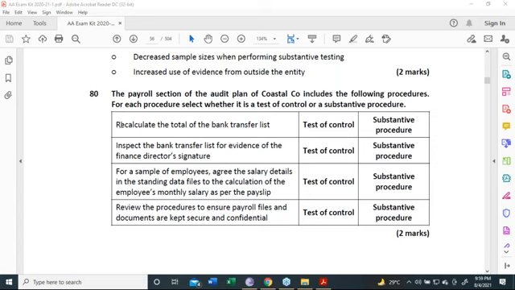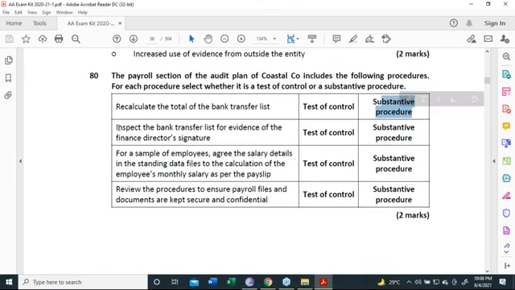Sorry, 80. When I'm going to recalculate the total amount, it's a substantive procedure because I'm trying to verify the payroll amount. But when I'm inspecting the report in order to verify whether the director has reviewed it and whether there are authorized signatures of the directors over there, I'm not bothered about the amount. I'm bothered about the system, the control, the signature, the review. It's a test of control.